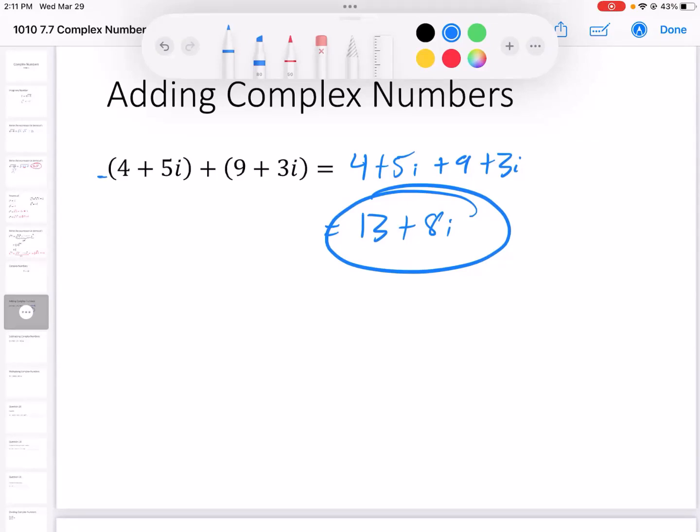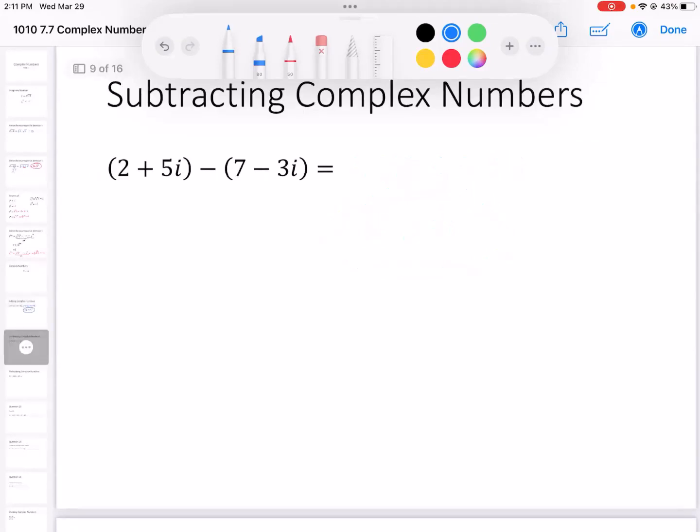Then you do the same thing or the same type of thing for subtracting. So in this case, these parentheses don't really impact anything because there's nothing to distribute.